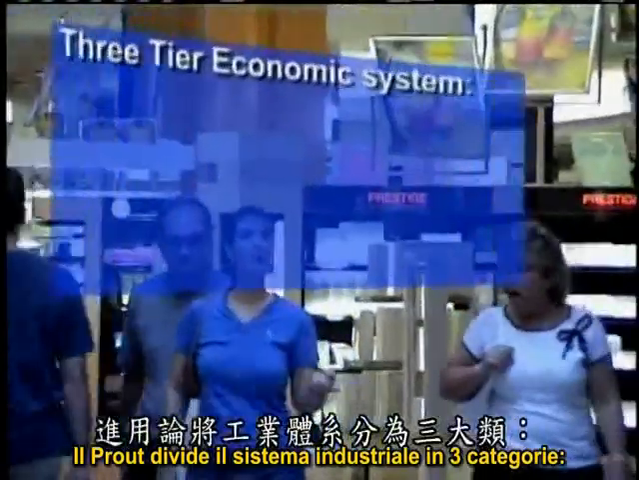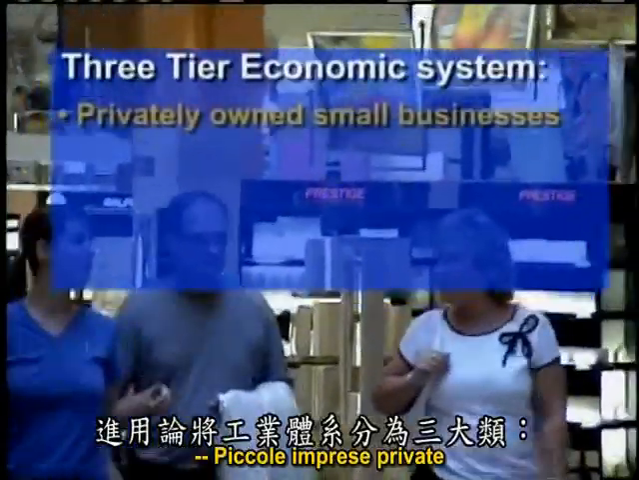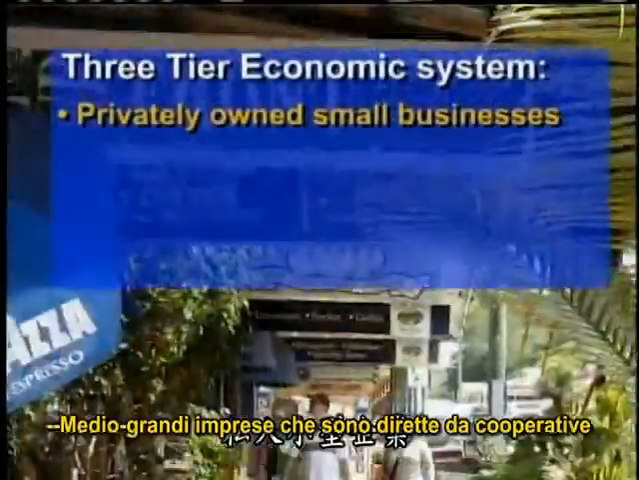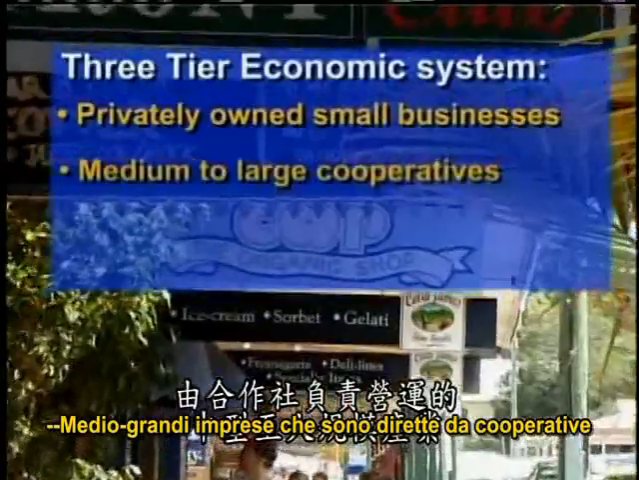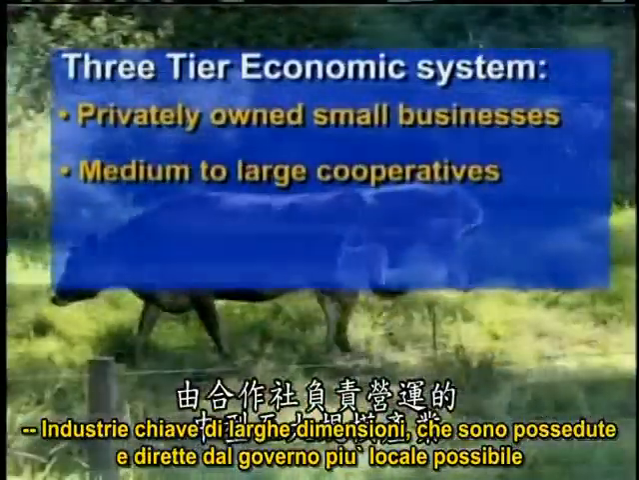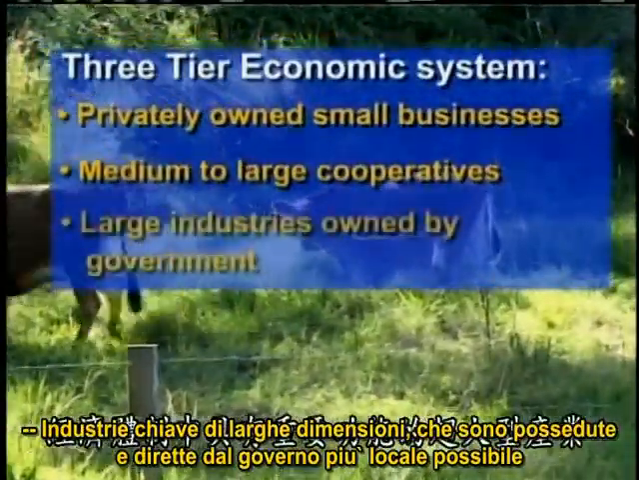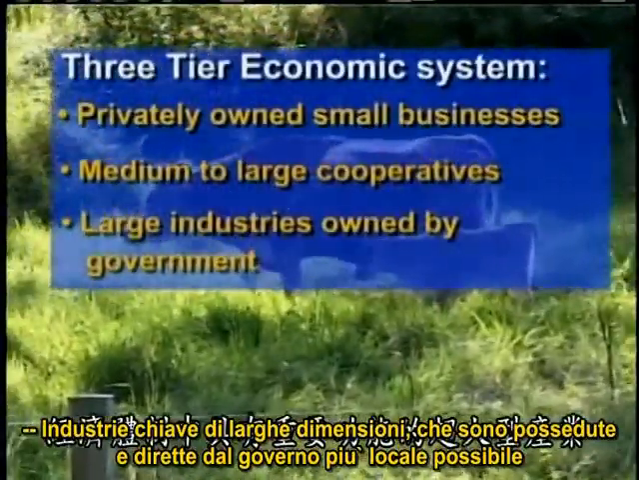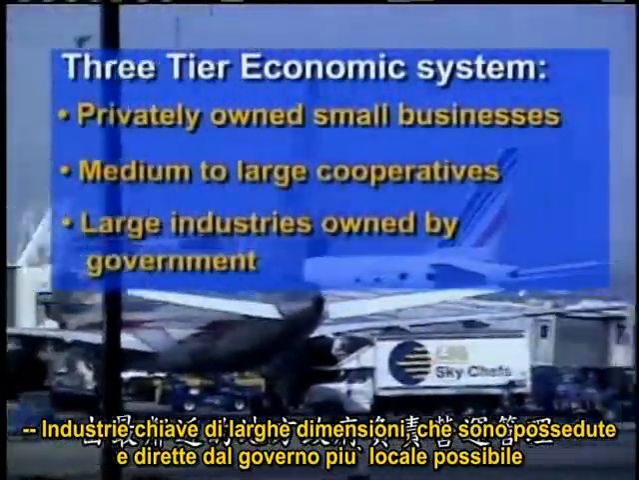PROUT divides the industrial system into three categories: privately owned small businesses, medium to large-scale businesses which are run by cooperatives, and very large industries which are concerned with key functions of the economy and are owned and run by the most local government possible.